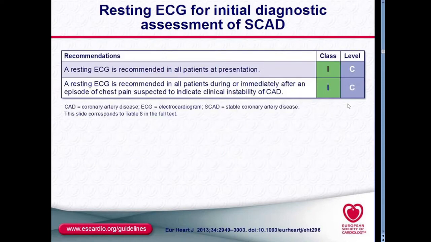So, ECG, the plain resting ECG for initial diagnostic assessment. Sure, class 1, but the level of evidence C, because it's the opinion of the specialist consensus. The resting ECG is recommended in all patients at presentation. And resting ECG is recommended in all patients during or immediately after an episode of chest pain suspected to indicate clinical instability of coronary artery disease. But sure, ECG is the routine examination method. We should perform it for everybody.